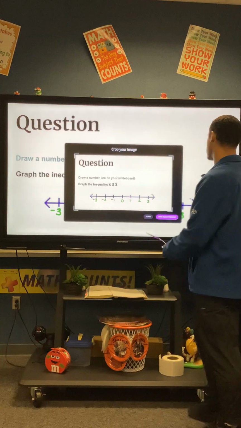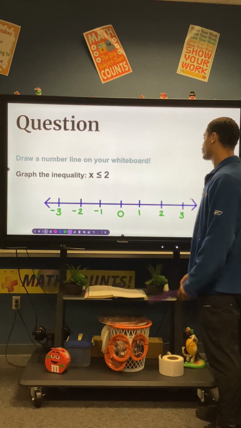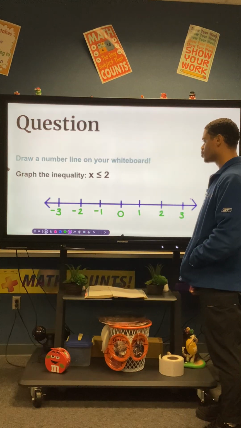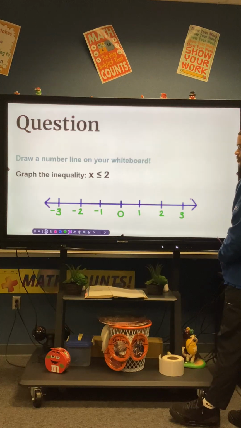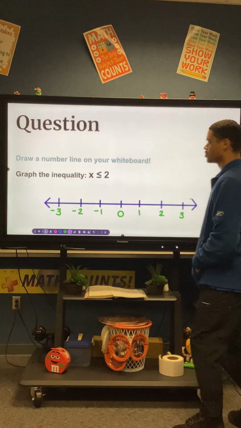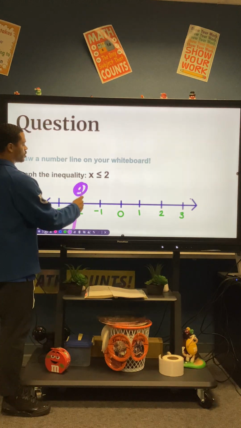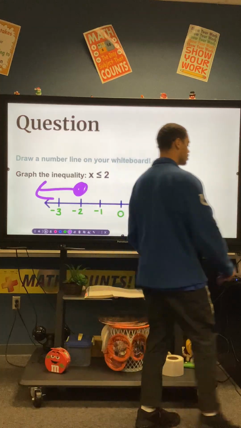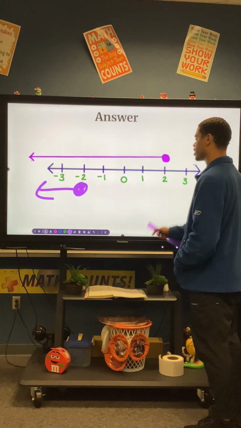What about this one? What's this look like? The inequality is x is less than or equal to 2. That looks like what? Describe it to me. Well, never mind, I'll just do it for y'all. Closed circle, going to the left, as you can see on the next slide. Is that 2, not negative 2? Oops.